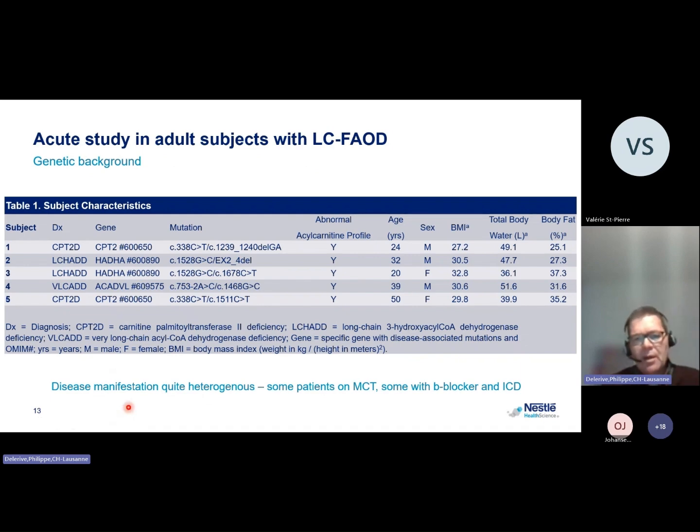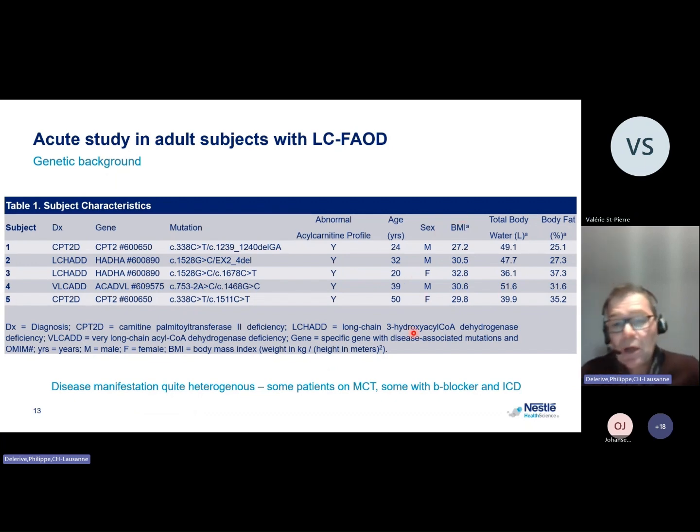So those are the patients. You see, we have quite young patients. We have one 50-year-old still, 2 CPT2, 2 LCHAD, 1 VLCAD, genetically confirmed. So you have the mutation depicted here by sequencing. You see they are on the higher end on the BMI.